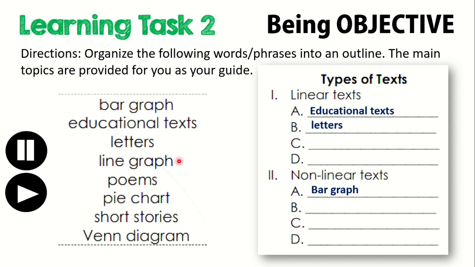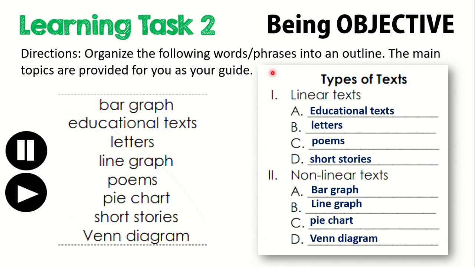How about line graph? Your answer, please? Non-linear text. Very good. Next, we have poems. Fantastic. It's a linear text. How about pie chart? Non-linear text. Amazing. Next, how about short stories? It is a linear text. Awesome. And the last one, Venn diagram. It is a non-linear text.